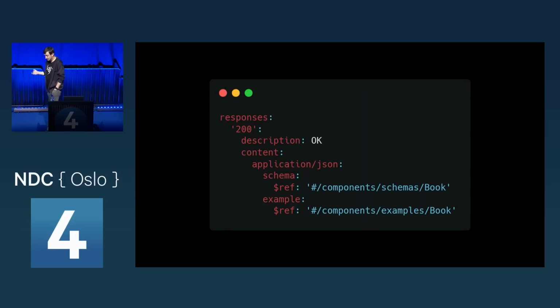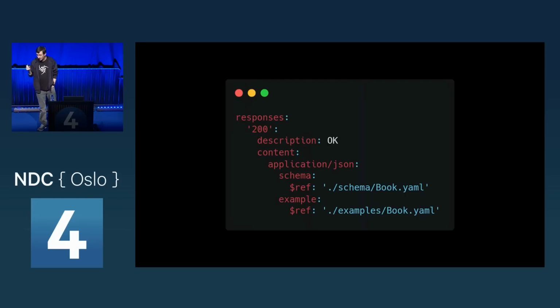So if the reference starts with a pound symbol or a hash symbol, if you're not American, why did I say pound symbol? My God, I'm British. That's not a pound symbol, it's a hash or a sharp. Anyway, so that will look in the existing file under component/schemas. If it doesn't start with a hash, then it will look for an actual file with a path relative to the current file.